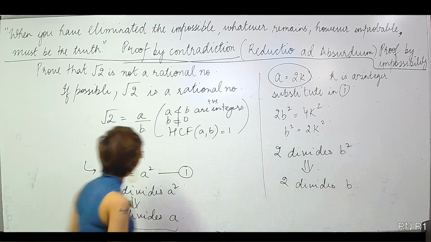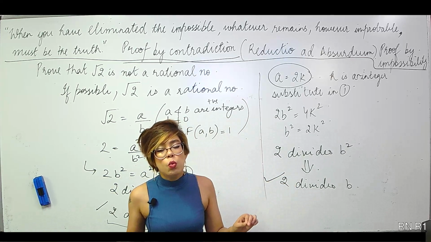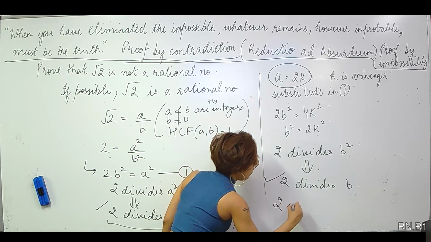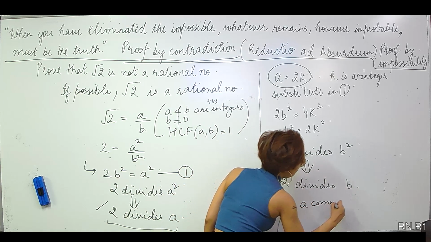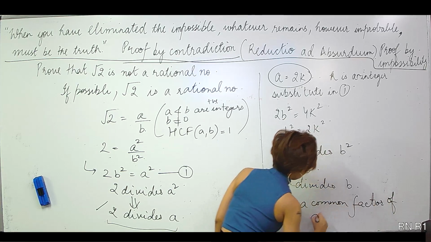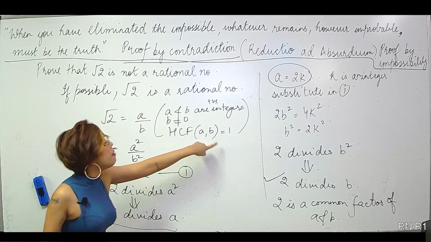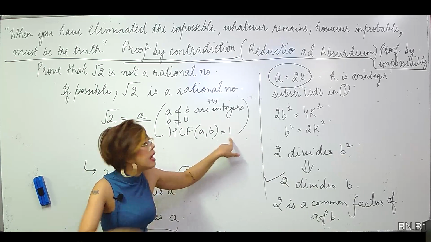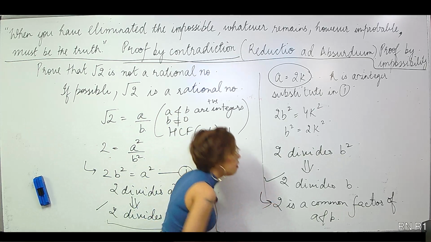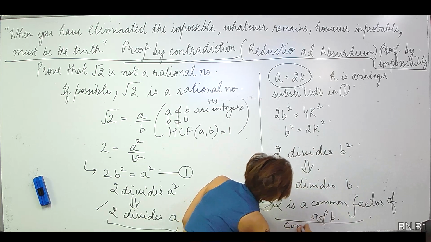Right? Now, here you are saying that 2 divides a and 2 divides b. That means 2 is a common factor of a and b. You said that? Now wait a second. What was here? HCF of a and b, you supposed it to be 1, right? That means there is no common factor. And you have arrived that there is a common factor. That means this is a contradiction.